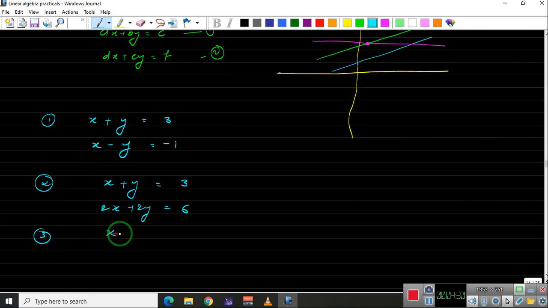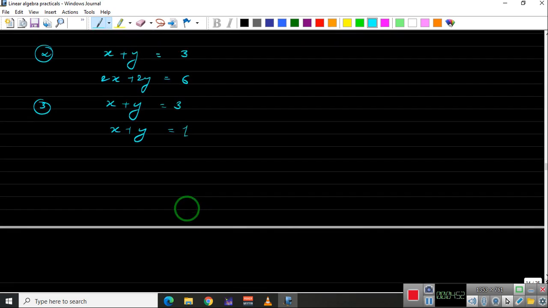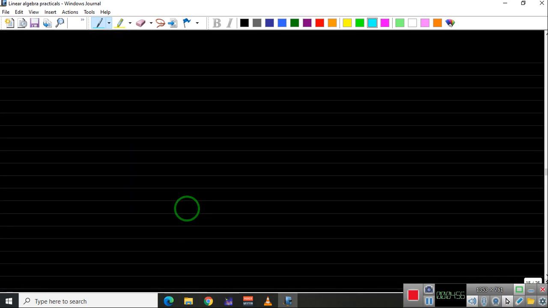And another one: x plus y equals 3 and x plus y equals 1. So I have given three systems. One has infinitely many solutions, another has a unique solution, and the last has no solution. We can put this in general. We can also extend this to planes or higher dimensions.